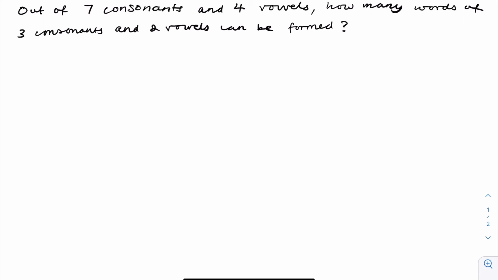Out of 7 consonants and 4 vowels, how many words of 3 consonants and 2 vowels can we form? So we first need to identify, is it permutations or combinations? Looking at this, it could be combinations because you're choosing consonants and vowels, but then after that, it's the number of words, and words are different depending on the arrangement of letters, so it suggests permutations. Like you could have the word words, but you could also have sword. And these are all just different ways of using the same letters.